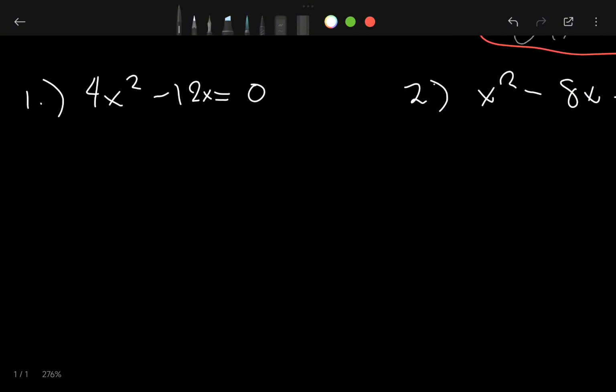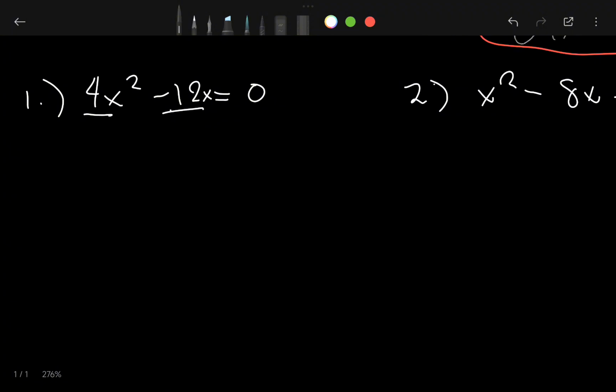So we have 4x² minus 12x is equal to 0. As you can observe, we have here the quadratic term and the linear term. So the missing term here is the constant, or c. If that's the case, class, it means that we cannot apply the FOIL method and the special products, etc., because the only thing that we can apply here is the greatest common monomial factoring, or the GCF. All you have to do is to find the GCF in terms of coefficient and its variable.